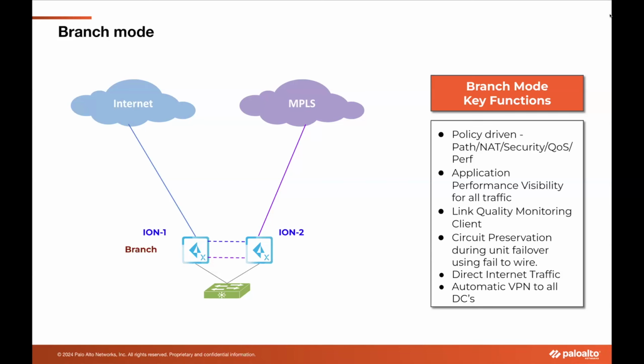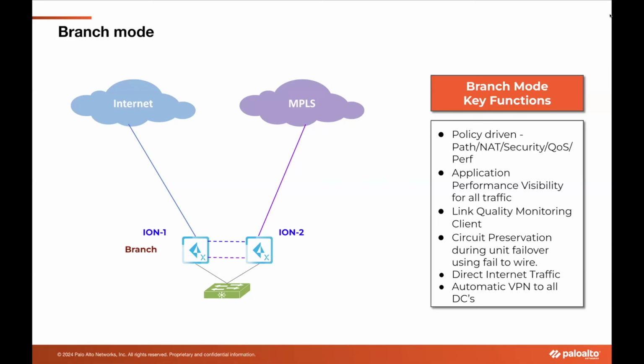The other key part of a branch is that, leveraging our HA model and our fail-to-wire capabilities, we can actually preserve circuit capacity during a unit failover so that you don't have to have any type of breakout switches. To keep those circuits available, you leverage the fail-to-wire capabilities in the ION 1200S and above platforms to do that.